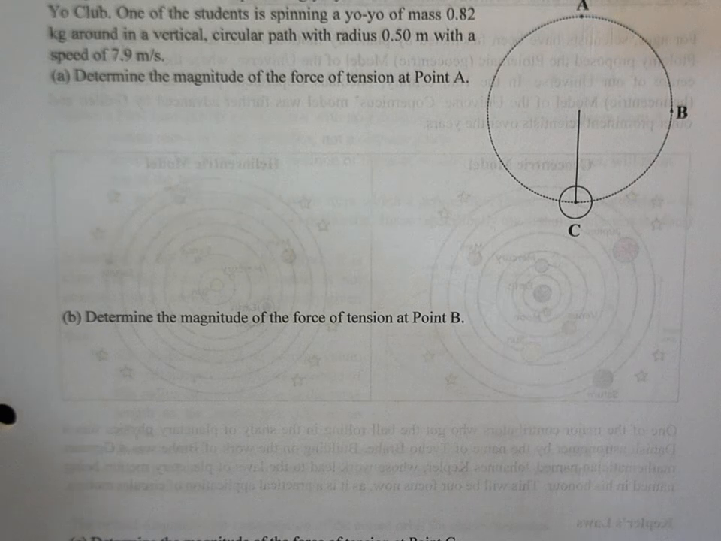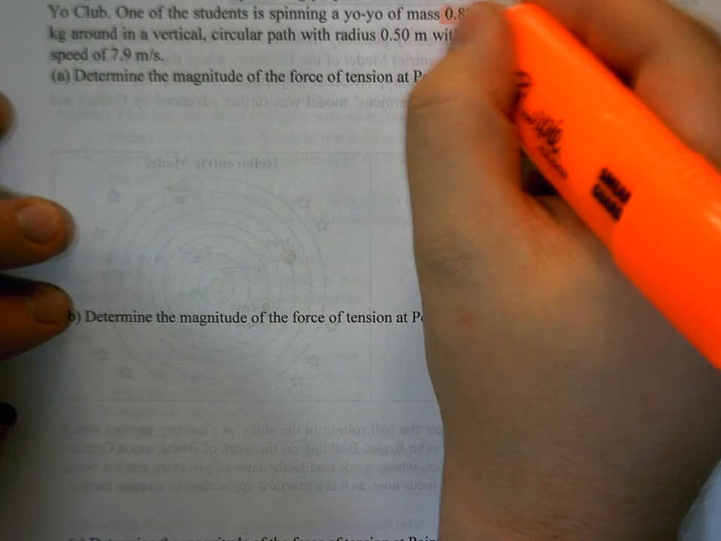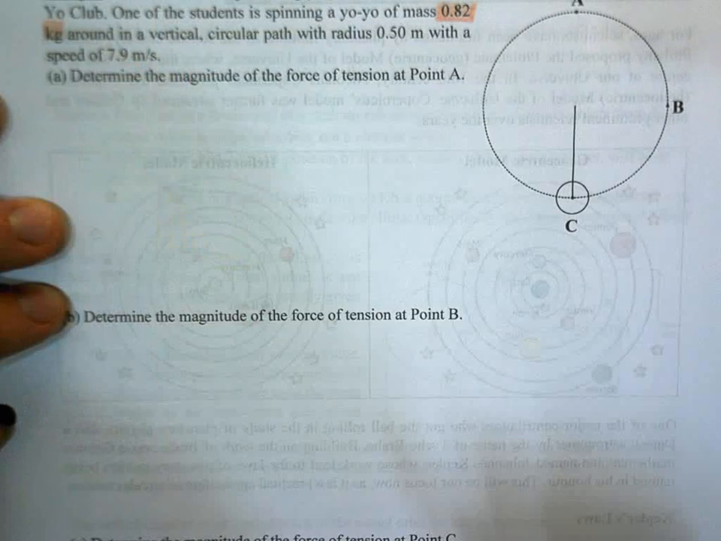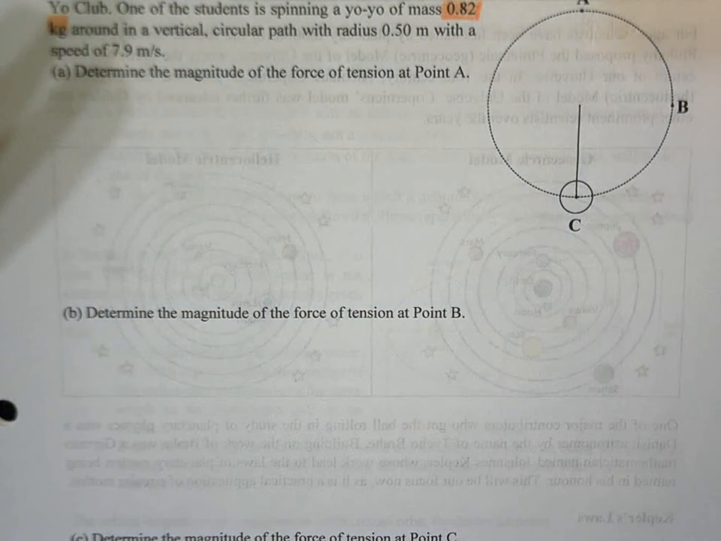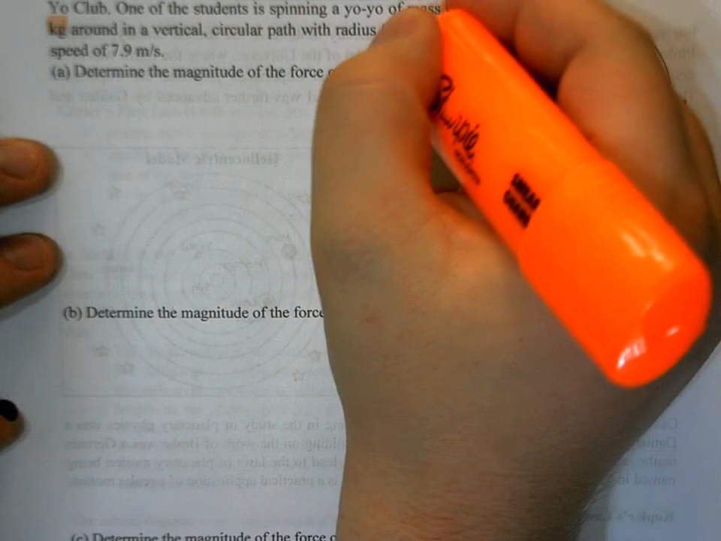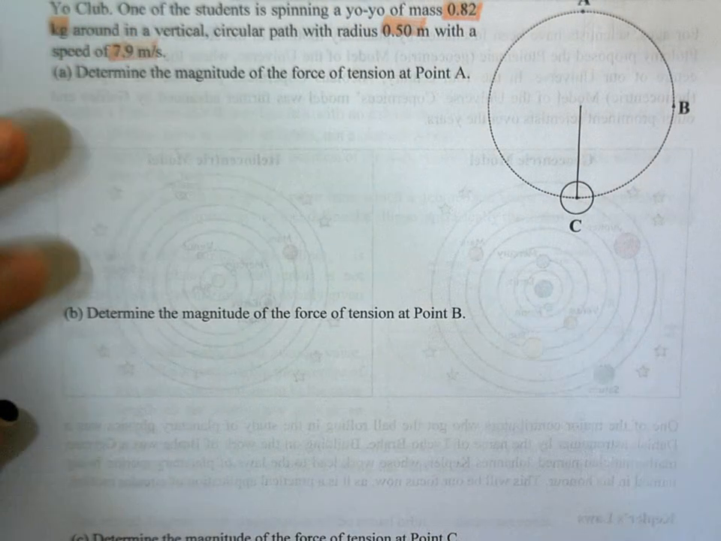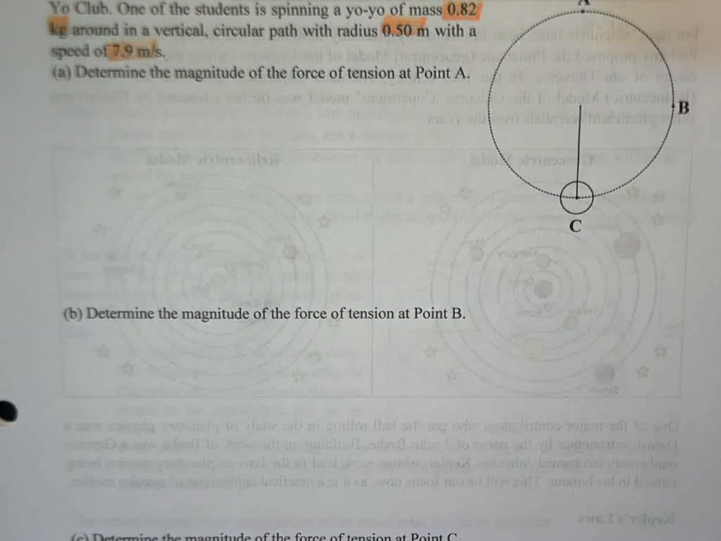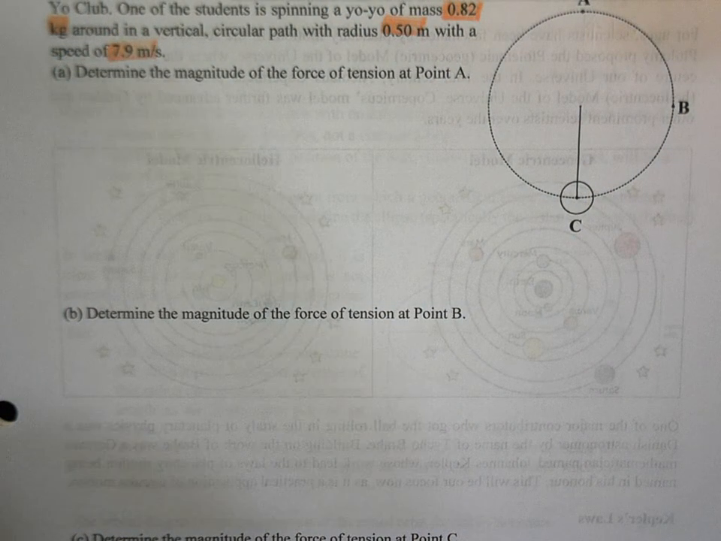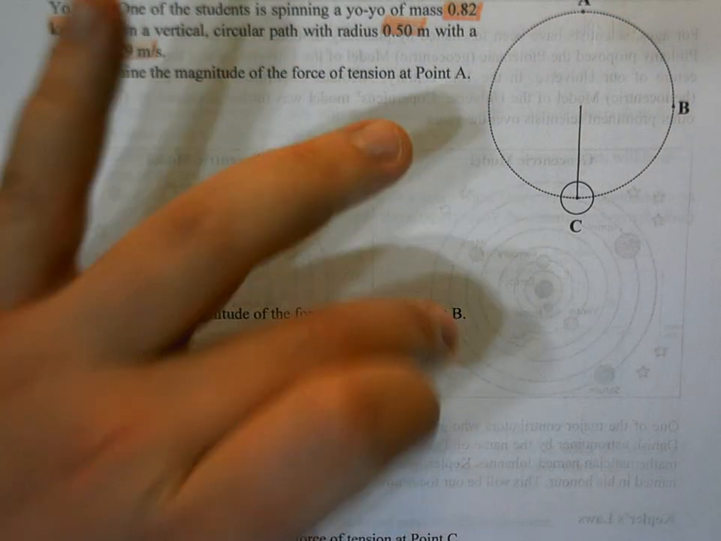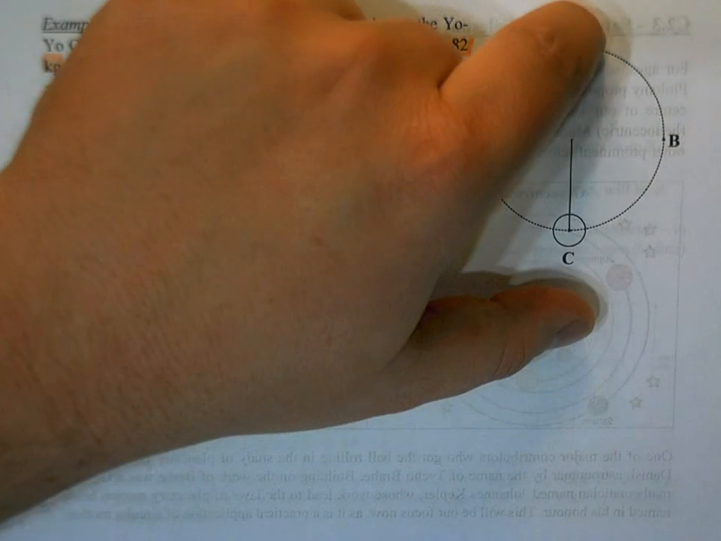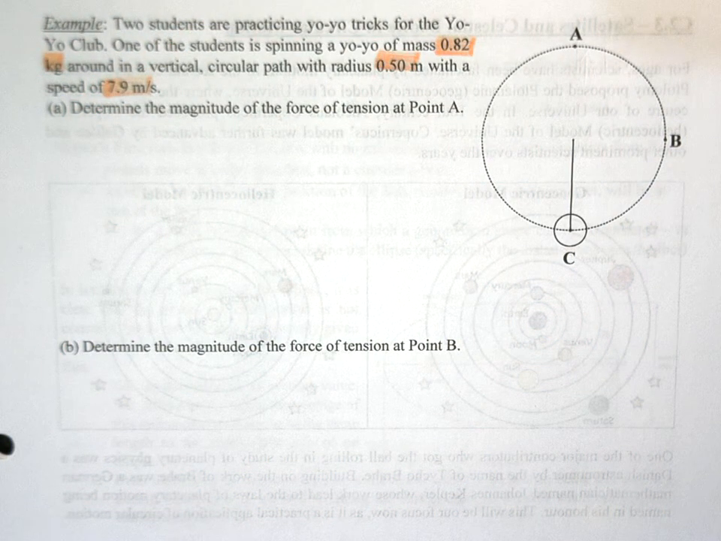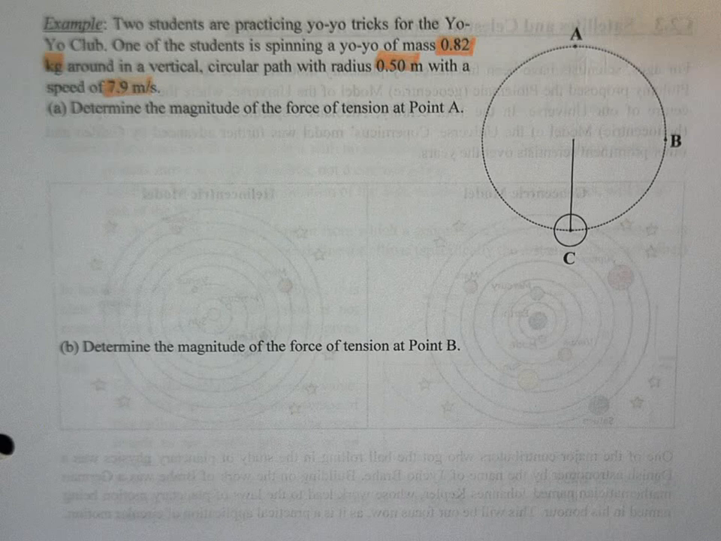They're practicing yo-yo tricks for some yo-yo club, and one of the students is spinning a yo-yo with a mass of 0.82 kilograms around a vertical circular path with a radius of 0.50 meters and a speed of 7.9 meters per second. So we're being asked to find the tensions at points A, B, and C. You'll see A is at the very top, C is at the bottom, B is on the sides here. Each of these is going to have a slightly different tension.